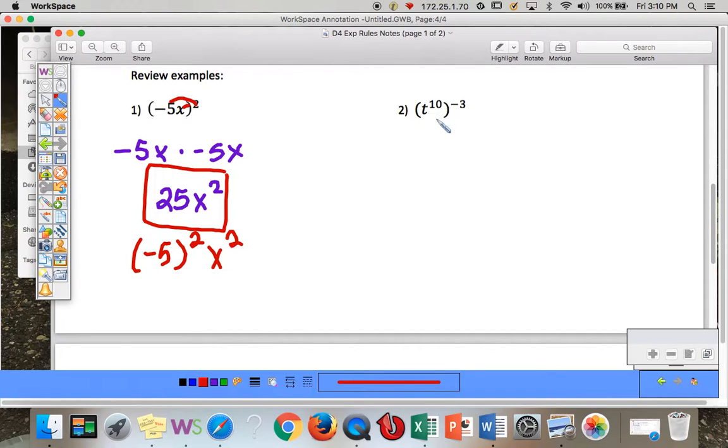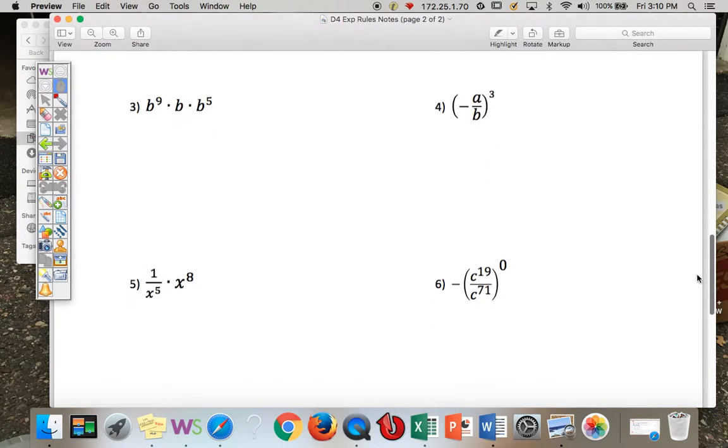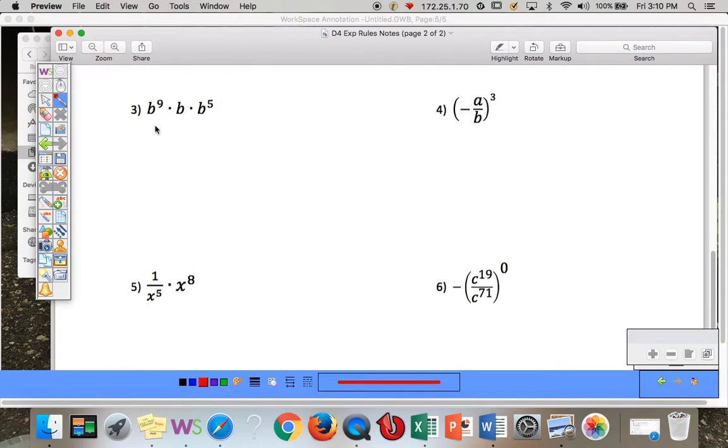All right, the next one, power to a power, so we multiply, this is t to the negative 30, but again it's negative. So you want to rewrite the exponents as positive, this would be 1 over t to the 30th power, the flip-flop rule. Let's look at the next one. We have b to the 9th times b, and this would be to the first power. So if a number's not written, it's really to the first power, times b to the 5th. Let's add these guys up. We have b to the 15th power. Add the exponents if the same base is being multiplied.